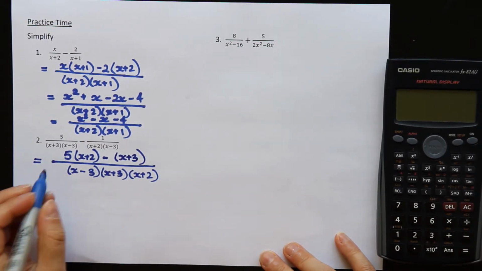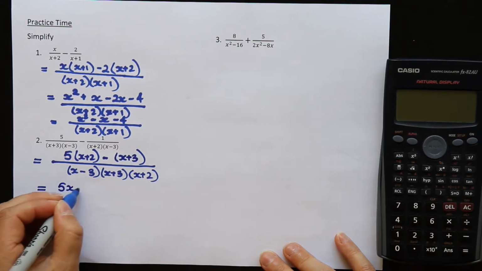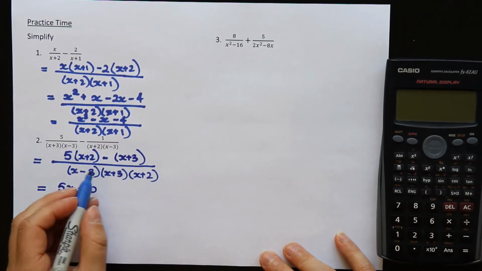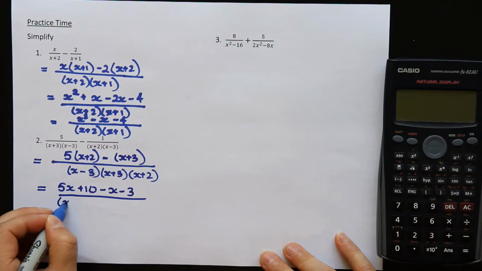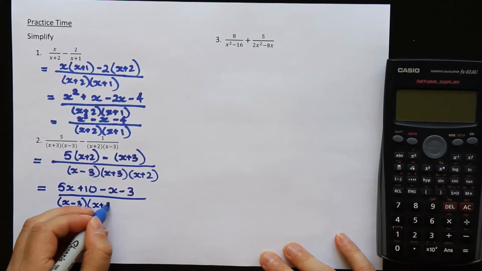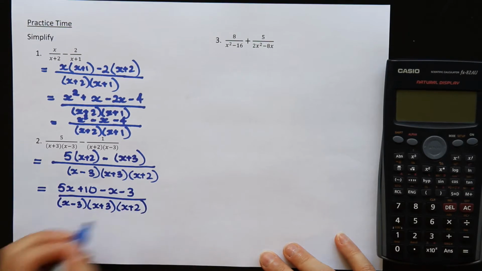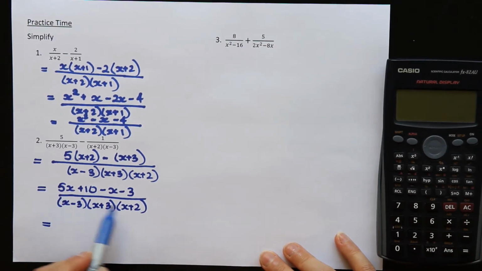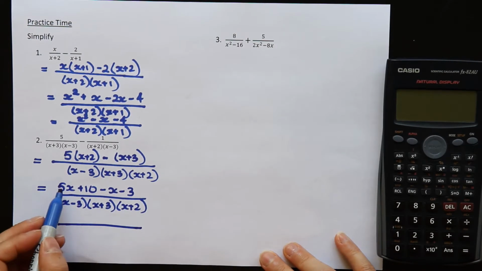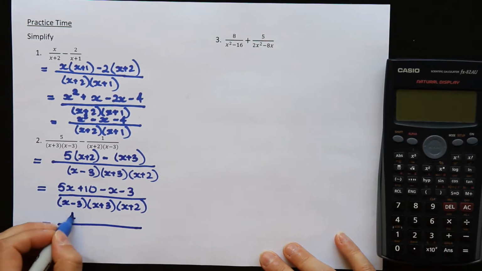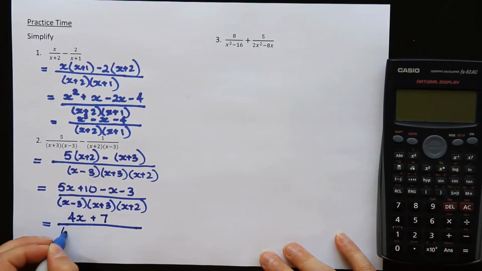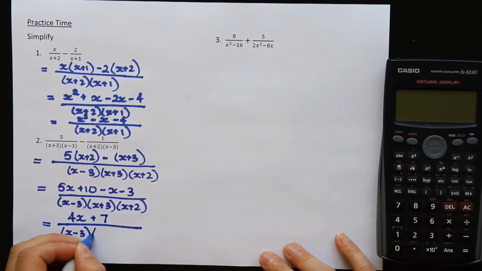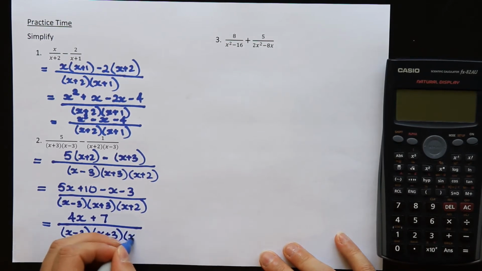Then on the next line, expanding out, 5 times x is 5x, plus 10, expand the minus through, minus x minus 3. The denominator does not change. Okay, by the way, it doesn't matter the order that you write these in as long as the three things are there. And last of all, collecting up, 5x minus x is 4x. 10 minus 3 is a plus 7. And writing it again, x minus 3, x plus 3, x plus 2.